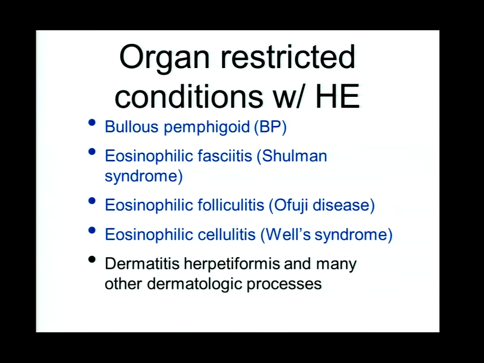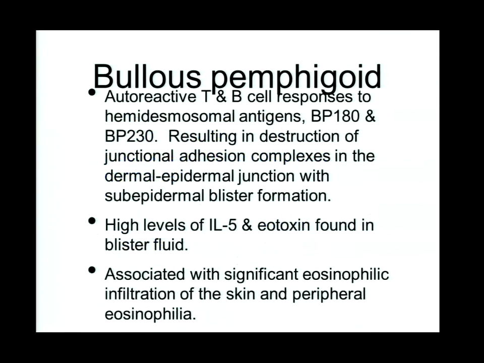So, organ-restricted conditions, other ones that we'll really quickly go through: think about it in bullous pemphigoid, possibly. Other rare syndromes are Schulman syndrome, Ofuji disease, Wells syndrome, and then of course dermatitis herpetiformis and a multitude of other dermatologic processes out there can have associated hypereosinophilia.